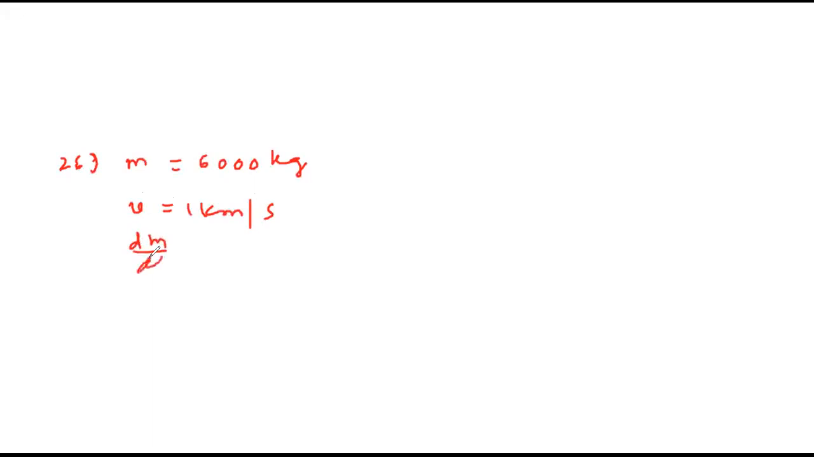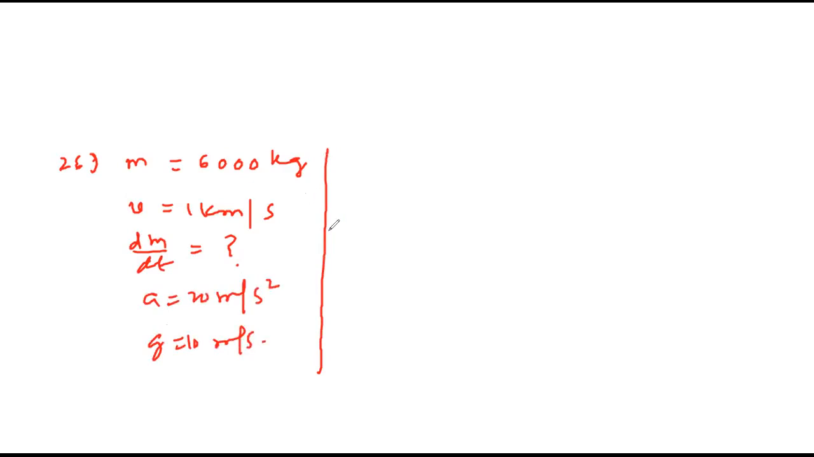So dm upon dt is the rate of ejection of gas, so that it moves with initial acceleration of 20 meter per second square. Take g equals to 10 meter per second square.